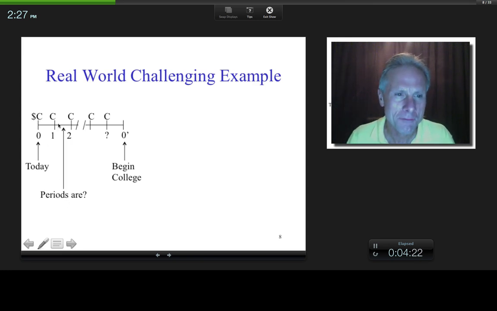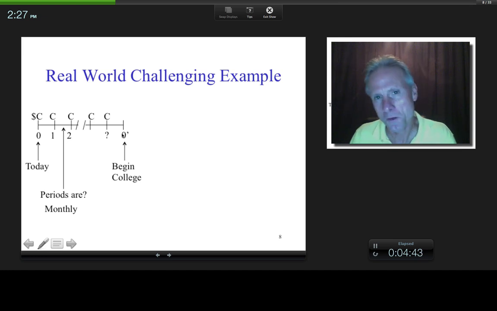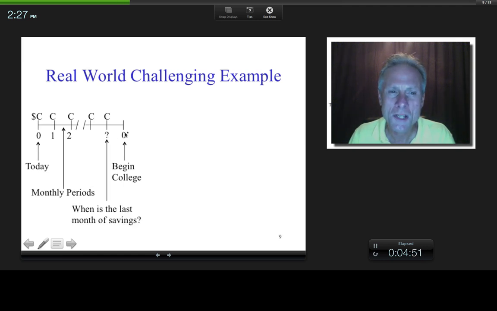And what do these periods have to be? Well, how often are they saving? Every month, right? So the periods are monthly, and so they're beginning today. And we said that Sarah was going to begin college 16 years from today. And we said that the parents, Jane and George, they wanted to finish one month, the last savings, they want to be 1 month before Sarah starts college. So when is the last month of savings?